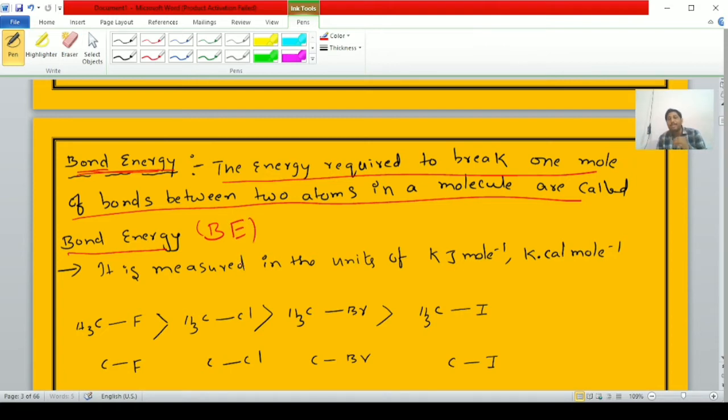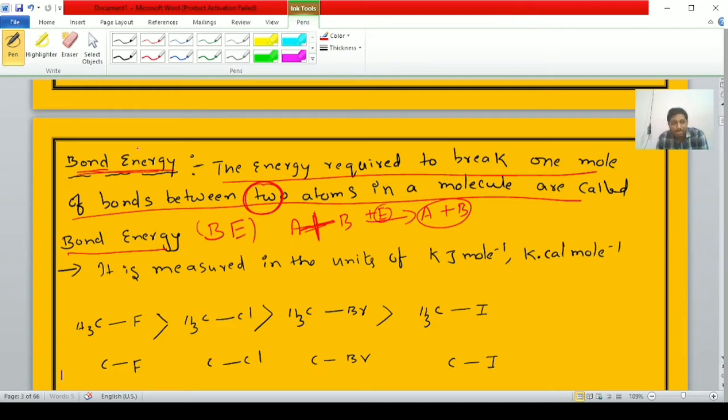The energy required to break 1 mole of bonds between the two atoms in a molecule is called bond energy. Let us consider one molecule AB, student. Here the bond between the two atoms, one single bond, is present. To break this bond, some energy will be required. Hence the molecule becomes A plus B. The energy required to break this 1 mole of bond is known as bond energy.